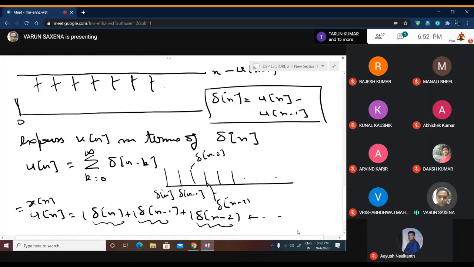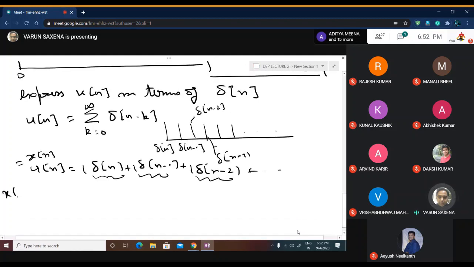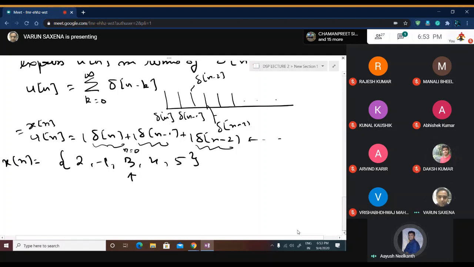Suppose, just for argument's sake, there is an x n which is given as 2, minus 1, 3, 4 and 5. You understand this arrow means that this is the n equal to 0 index. Can you express this as a sum of an impulse train? What will that be? Just do that.